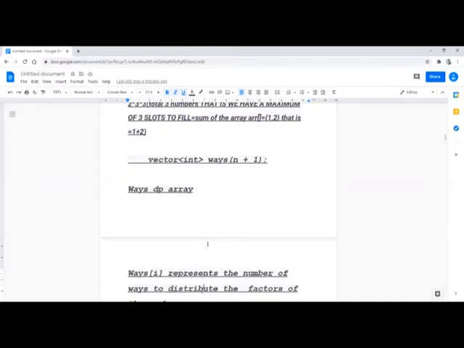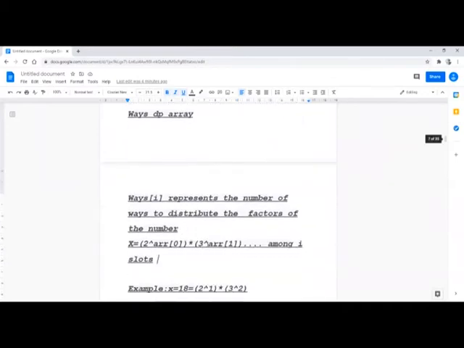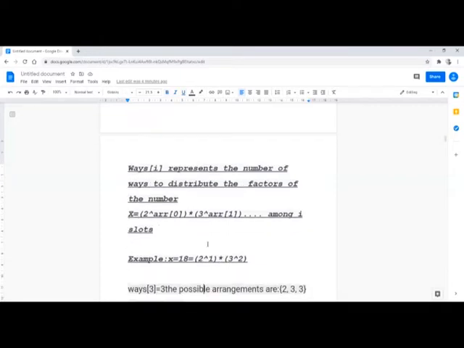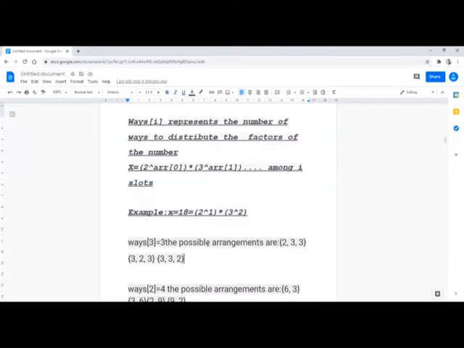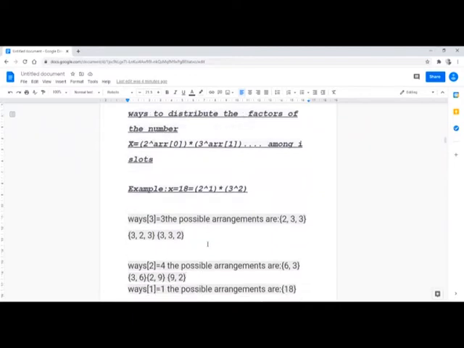And this is very crucial, where base of I represents the number of ways to distribute the factors of the number x among I slots. I'll repeat this again. So base of I represents the number of ways to distribute the factors of the number x among I slots. Suppose x is equal to 18, which is 2 power 1 into 3 square. Base of 3 is equal to 3. The possible arrangements are 2, 3, 3; 3, 2, 3; and 3, 3, 2.